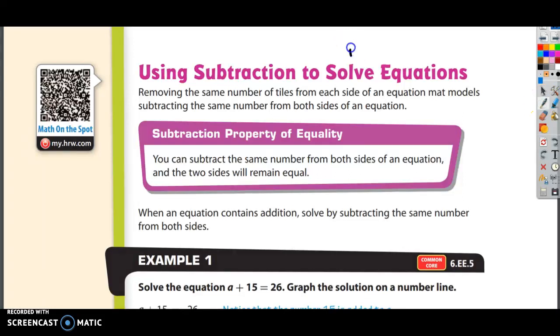We're on page 304. Using subtraction to solve equations.